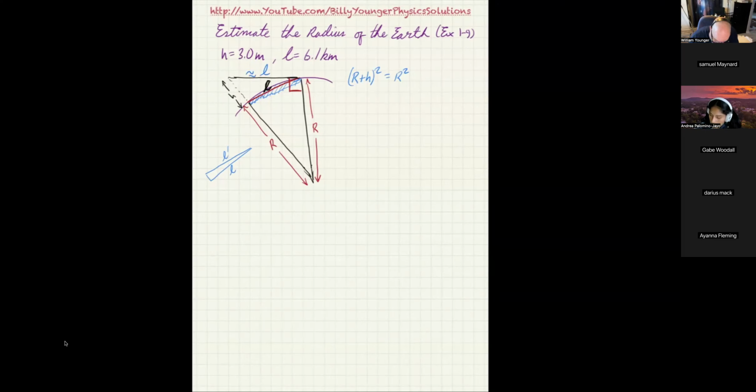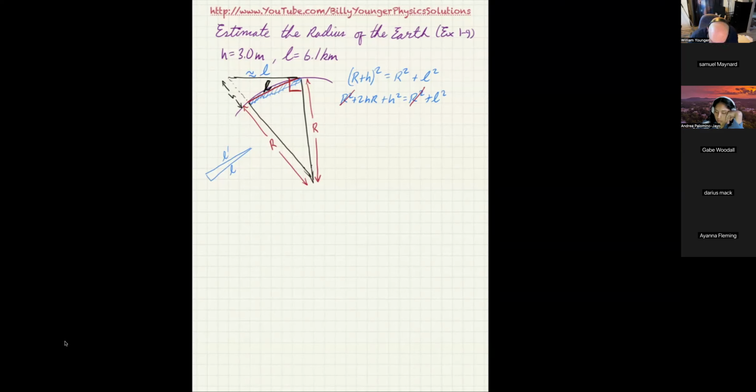So we now have (r plus h) squared, which is the hypotenuse, is equal to r squared plus L squared. And we can go ahead and square this binomial. That becomes r squared plus 2hr plus h squared is equal to r squared plus L squared. We know L, we know h. The only thing we don't know is r. The good news is we can subtract the r squared from both sides, so at least we don't have to deal with the Pythagorean theorem or a quadratic formula. Now we've got r as the only unknown in here.